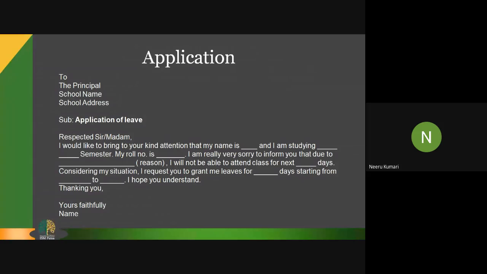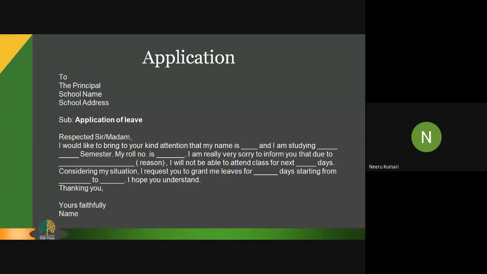We have to use the formal letter and the formal way of communication, and at the same time, the language that we should use should be softer. All right. Remember the importance of soft skills in our life. So I request you to grant me leave for dash days starting from so and so date to so and so. I hope you understand. Then comes the complimentary close, that is thanking you, yours faithfully, and then name.